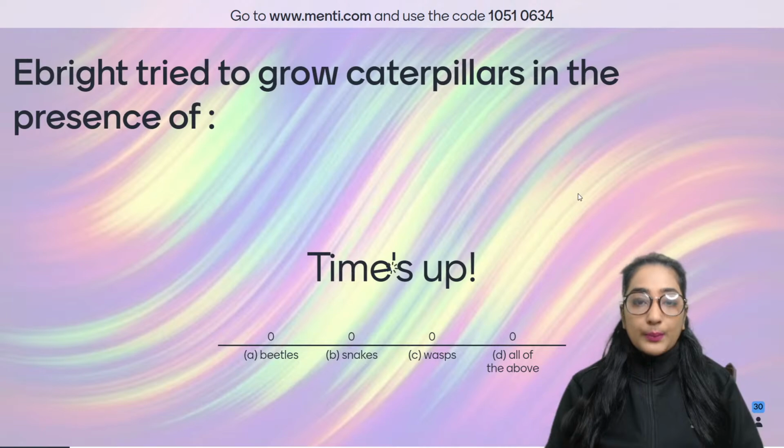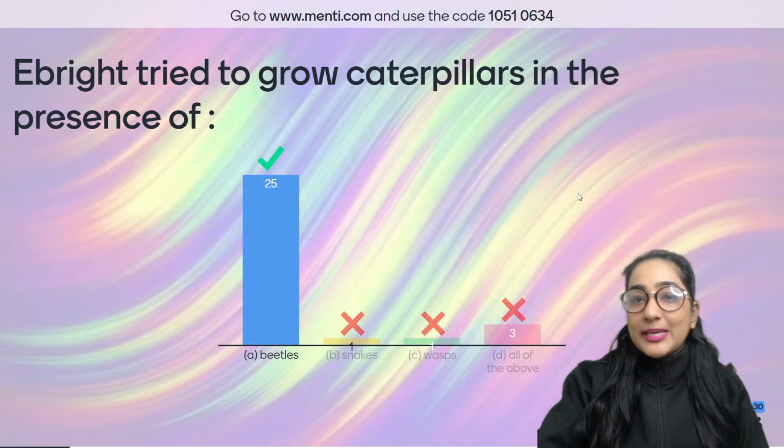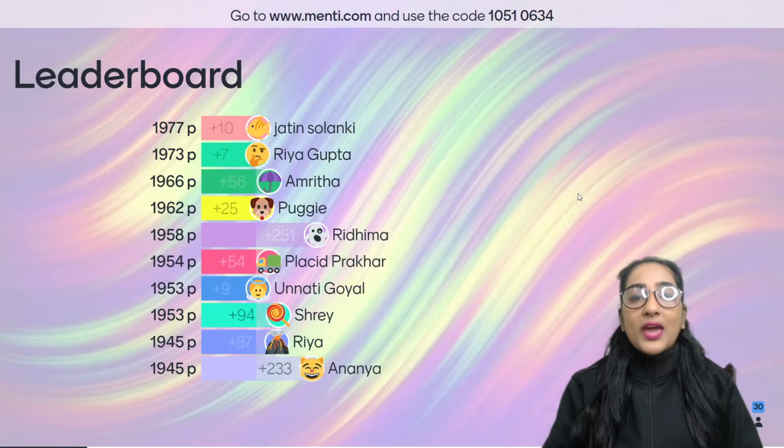So what exactly is the right answer? Beetles. Wasp is nowhere given. Snakes definitely not given, guys, and all of the above definitely not. So the 5 students, I think you were all sleeping in the class, if I'm not wrong. Is it okay? So here we have the leaderboard.